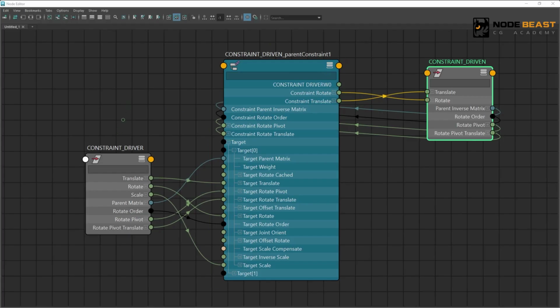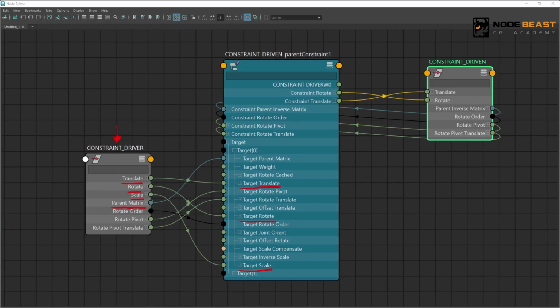First, we want to focus on the driver object. On our driver object, we see some familiar things like translate, rotate, and scale. They are all connected to some corresponding attributes on the parent constraint. For example, our target translate, target rotate, and target scale. Then the next thing I'd like us to pay close attention to is this attribute called parent matrix. Now, as for what a matrix is, we don't need to worry about that for now. But we can simply think of a matrix as a piece of data that represents an object's translate, rotate, and scale info. Parent matrix. Let's note this.